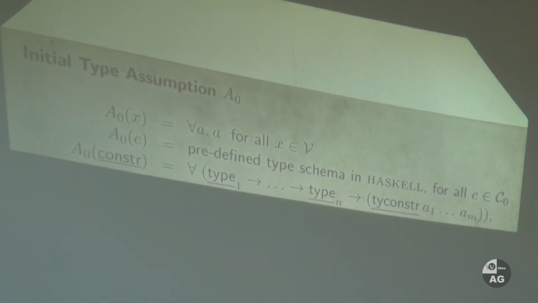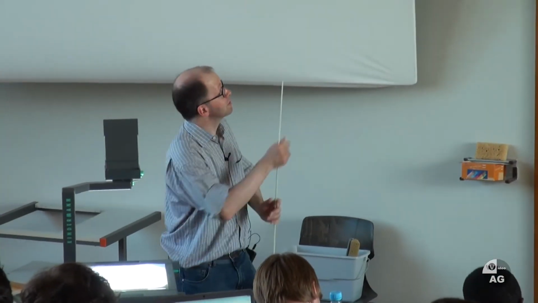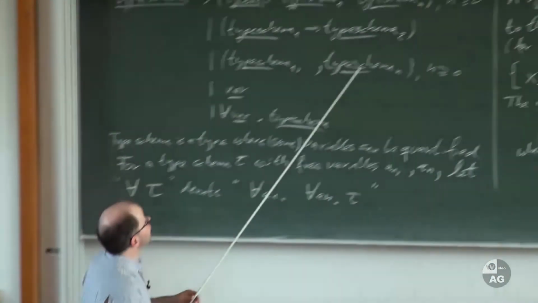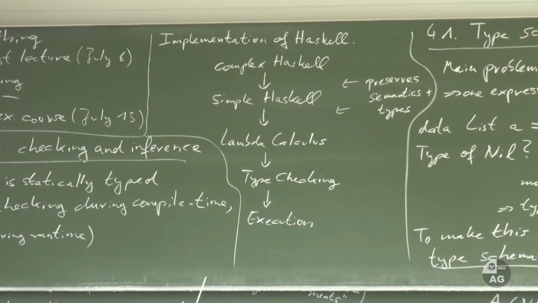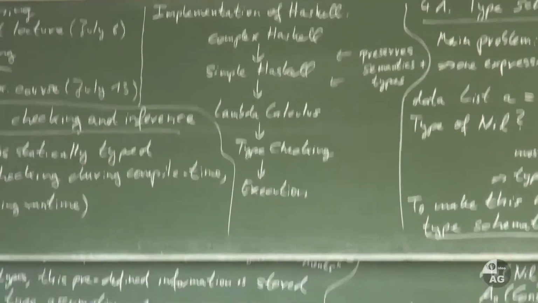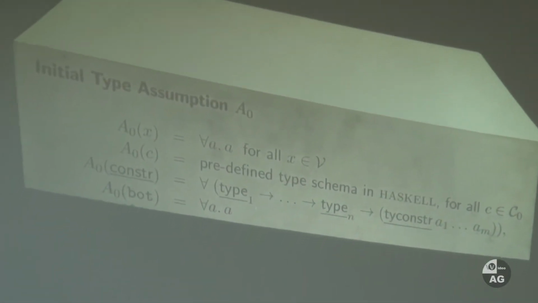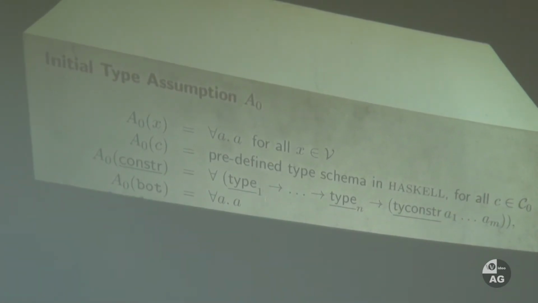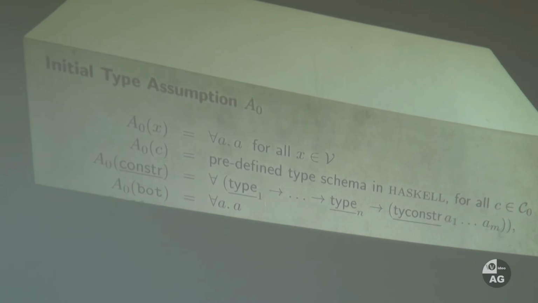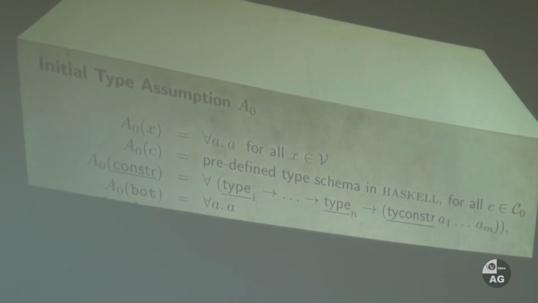Now, where else is this initial type assumption defined? Well, it has to be defined on all the function symbols that we introduced in this translation. Because in reality, we want to implement Haskell. So we had this translation from complex to simple Haskell and from simple Haskell to lambda calculus. And for these translations, we had to introduce some additional predefined functions. For example, a function bot. So what should be the type of bot? Well, bot stands for undefined. So it's like a function which is defined by the equation bot equals bot. So the type of this is completely general.